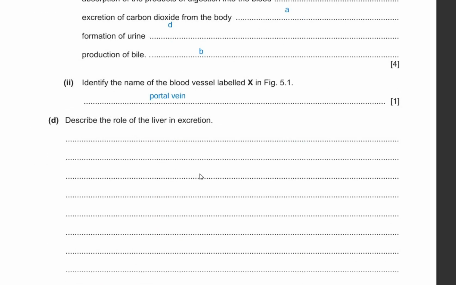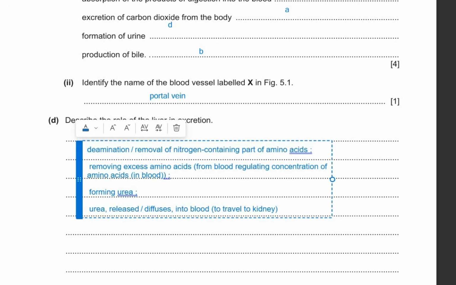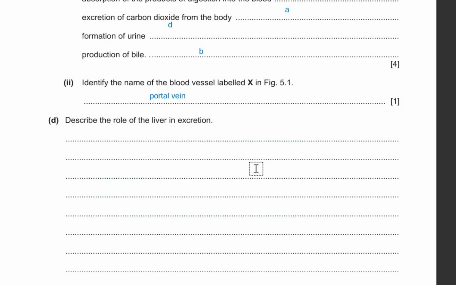Describe the role of the liver in excretion. So the liver is responsible for detoxifying the toxic metabolites into non-toxic ones. First of all, it has the job of deamination, in which it removes the nitrogen containing part of the amino acids, and this removes excess amino acids from the blood. This regulates the concentration of amino acids running in the blood. So this results in the formation of urea, and then urea is diffused out into the blood and travels to the kidney from where it is excreted. So this is the role of the liver in excretion.